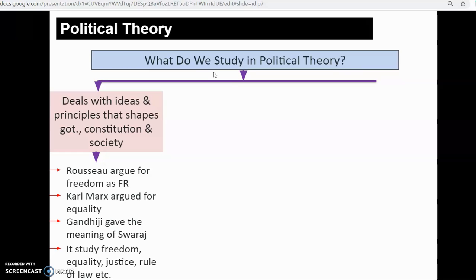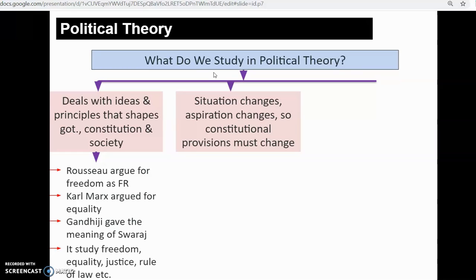Circumstances are changing, so as our aspirations and desires change, they compel the government, the constitution, or the lawmaking bodies to make various sets of rules and regulations in order to accommodate these aspirations, right? There can be one more valid point, because the idea or the notion of these principles or these rights keeps on changing.